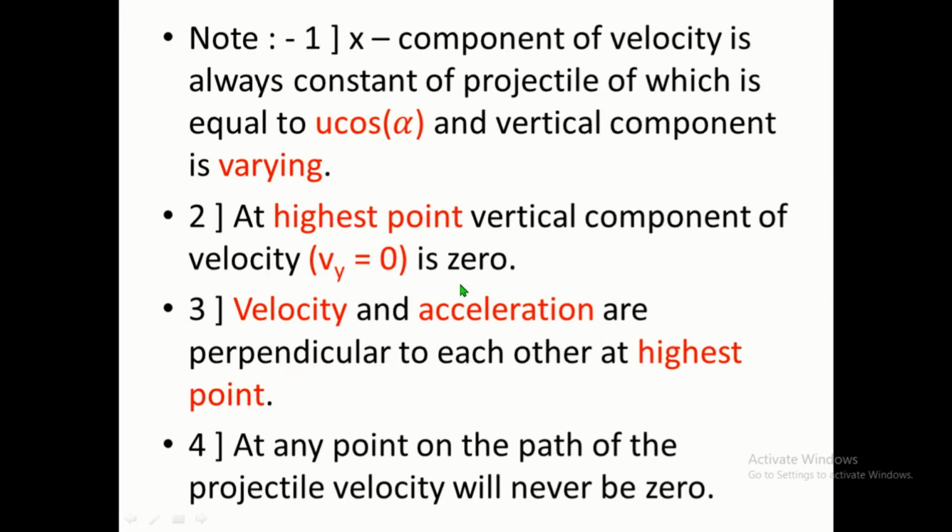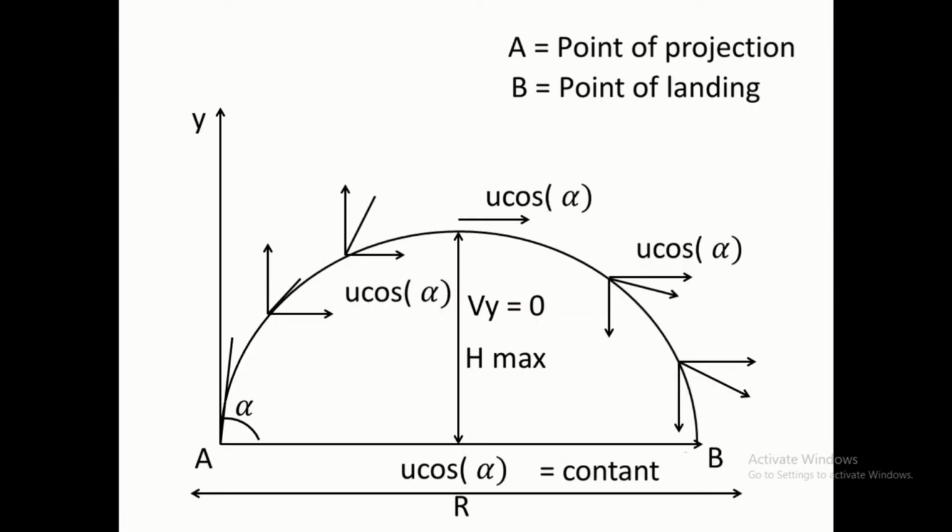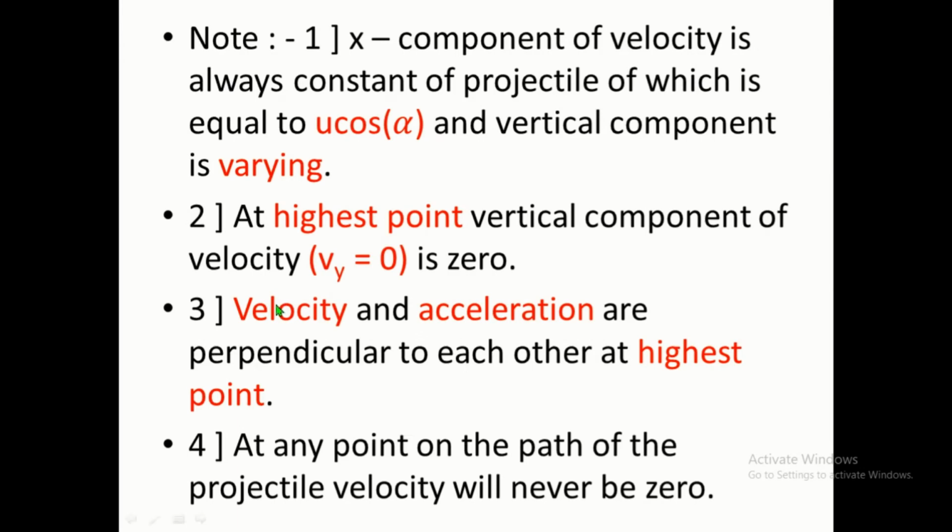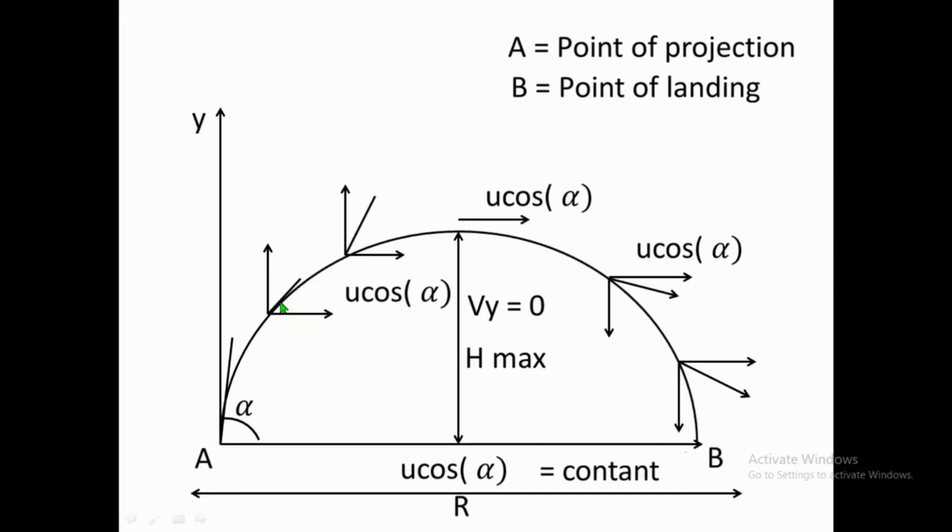At the highest point, the vertical component of velocity Vy is equal to 0. Here at the highest point, the vertical component of velocity is 0, and the horizontal component is always constant, equal to u cos alpha. Velocity and acceleration are perpendicular to each other at the highest point.